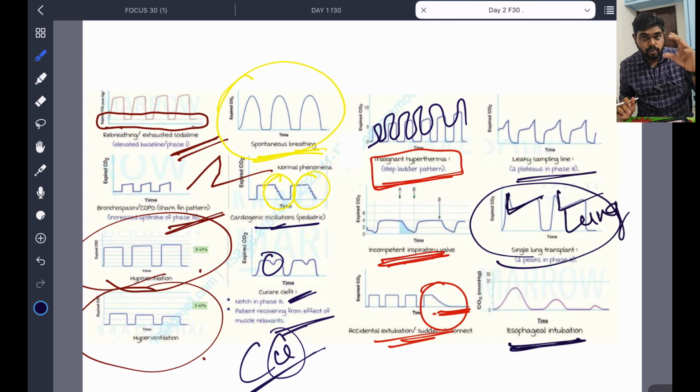We have rebreathing, soda lime, which is asked regularly, malignant hyperthermia and its management is important, and the curare effect is important. Pediatric oscillations are important. With hyperventilation, carbon dioxide washout, the graph will come small. Okay, and accidental extubation, esophageal intubation, these are all very important. And single lung transplantation, this is very important. Okay, very important. So capnography is very important.